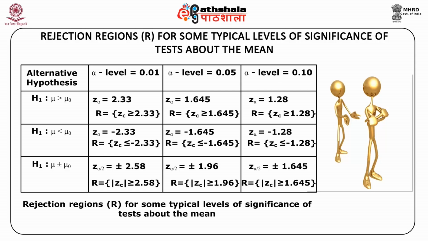For the lower tail test, the rejection region lies to the left of the Z critical value, and for the two tail test, the rejection region is divided at the two tails of the Z distribution, half to the left of minus Z alpha by 2 and the remaining half to the right of plus Z alpha by 2.